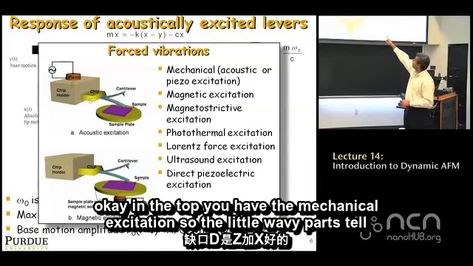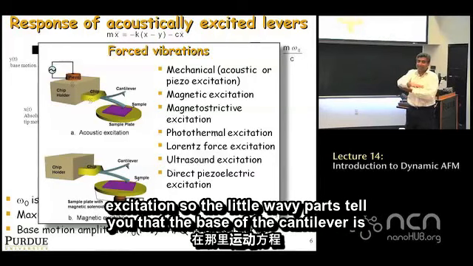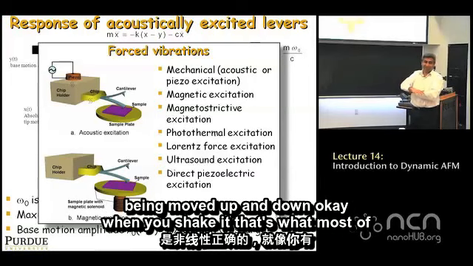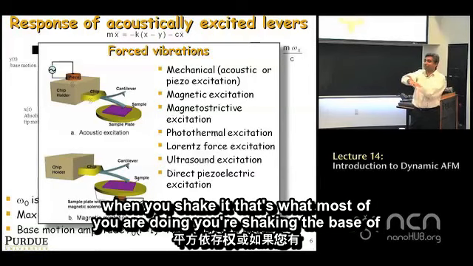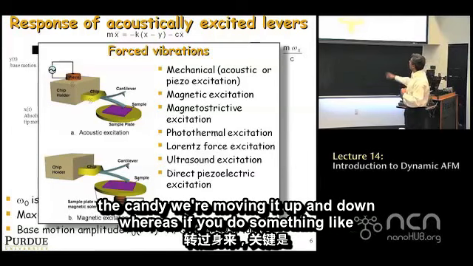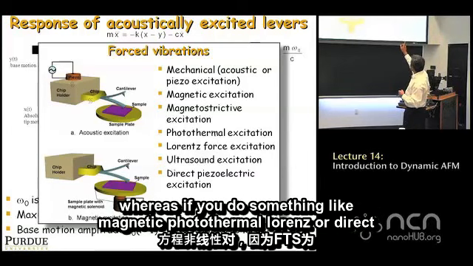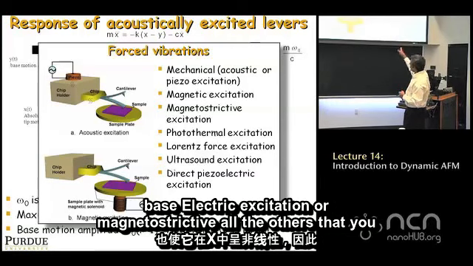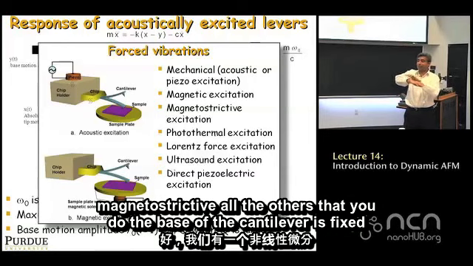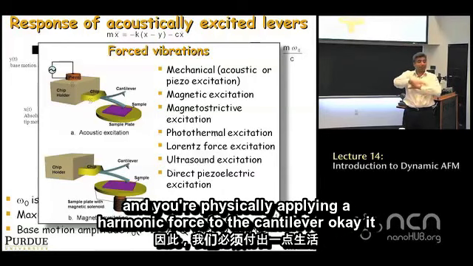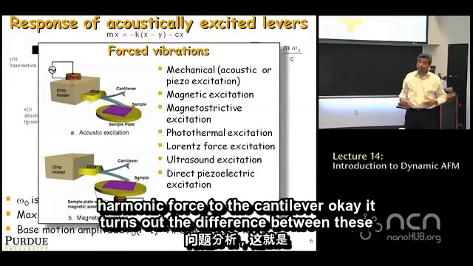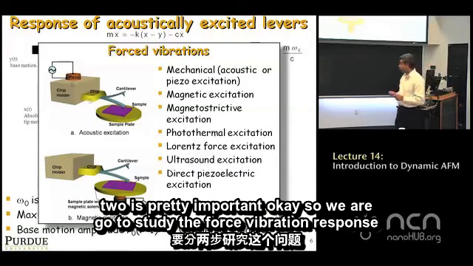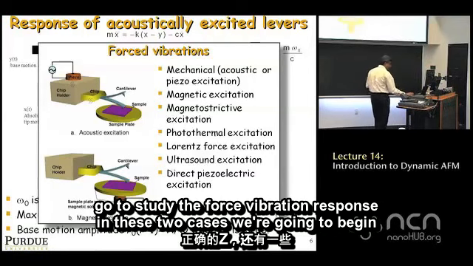In the top, you have the mechanical excitation. The little wavy parts tell you that the base of the cantilever is being moved up and down. When you shake it, that's what most of you are doing: shaking the base of the cantilever, moving it up and down. Whereas if you do something like magnetic, photothermal, Lorentz, direct piezoelectric, or magnetostrictive excitation, the base of the cantilever is fixed, and you're physically applying a harmonic force to the cantilever, okay? It turns out the difference between these two is pretty important. So we are going to study the forced vibration response in these 2 cases.